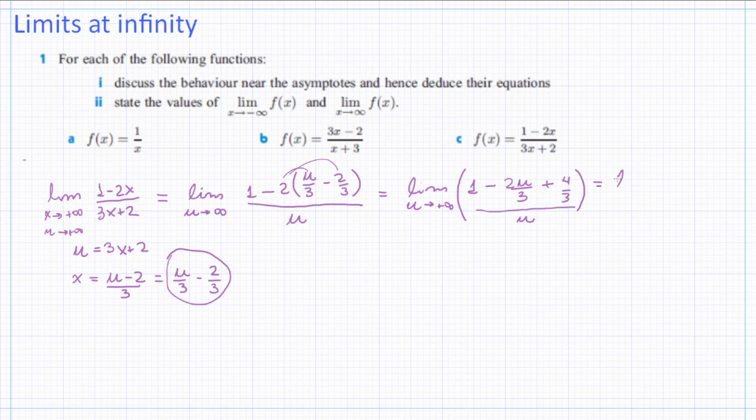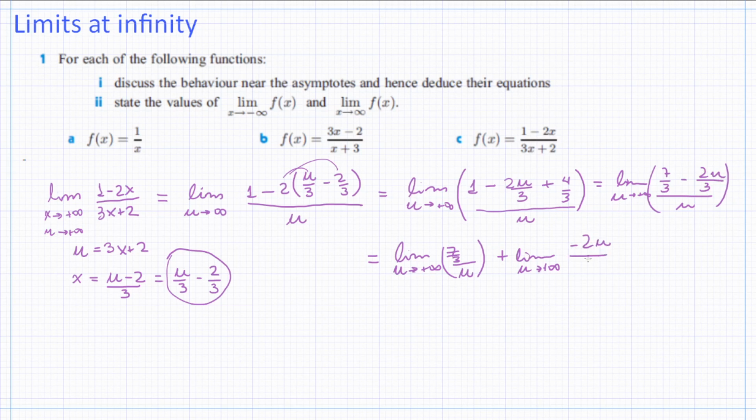Right, so I can get the constants together. So limit of u going towards positive infinity. So 1 plus 4/3, that would be 7/3 plus, minus 2u over 3, and all of this divided by u. Now let's split this into two different limits, right? So limit u going towards positive infinity. Now 7/3 is a constant, right? But I've got the u dividing here. So it's 7/3 divided by u plus limit u going towards positive infinity. I've got negative 2u over 3 divided by u.